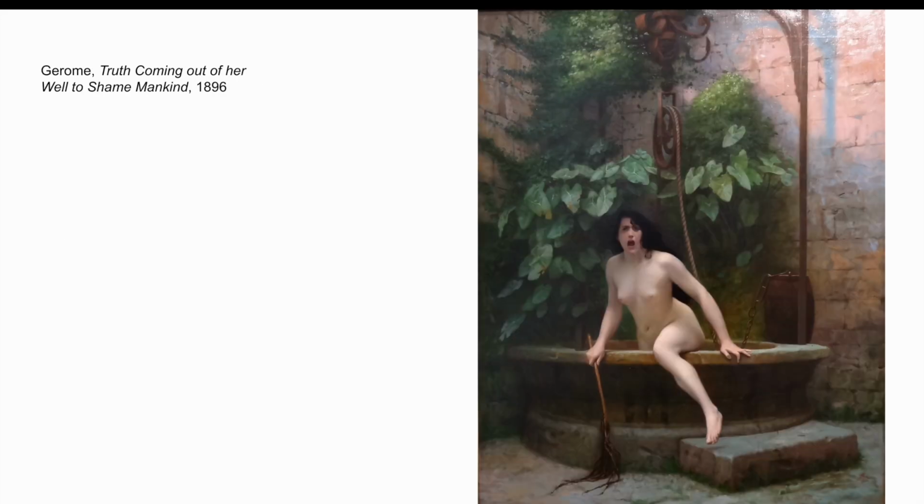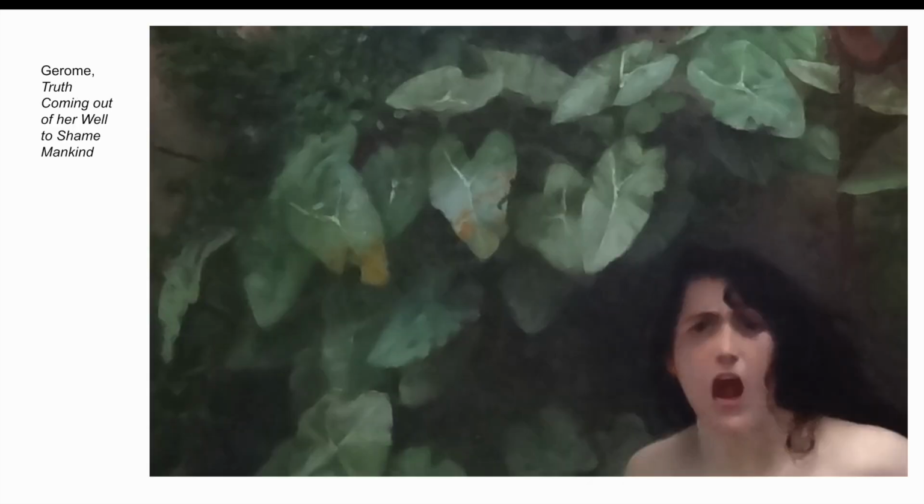All right, Jerome did a lot of really interesting allegorical figures. This is one of my favorite paintings ever in the world, and I know you all hear me say that kind of often, but what can I say? This one is just fantastic. This is truth coming out of her well to shame mankind. Right? Look, she's holding a whip. She's going to come out and whip us, and we should be ashamed. Look at her. She is ashamed of us.